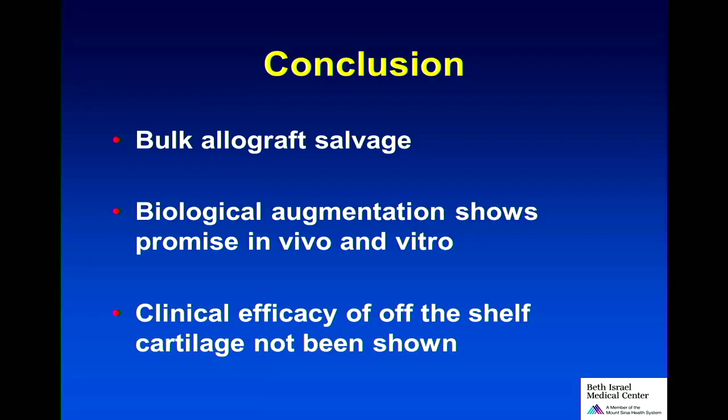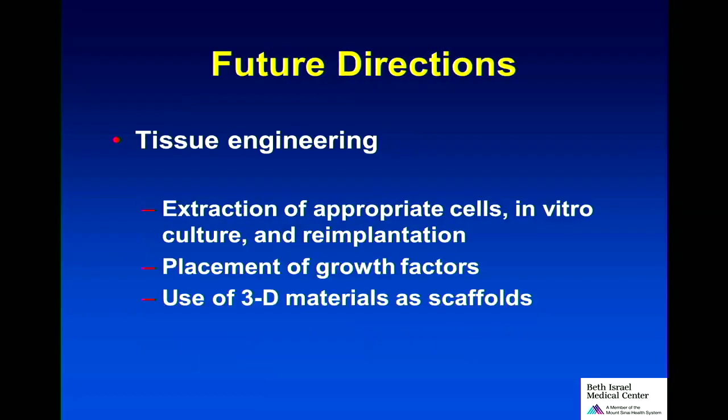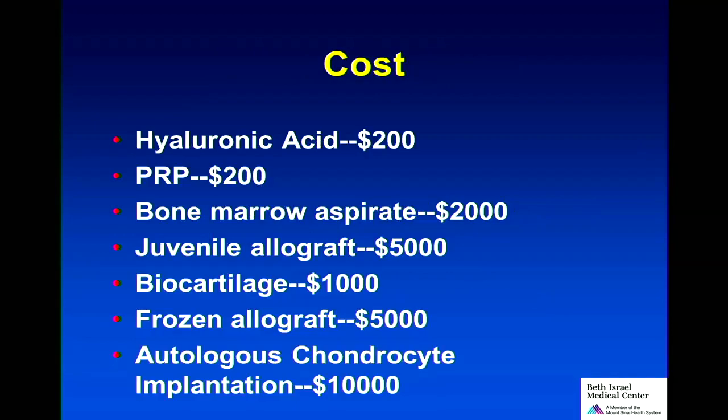The biological augmentation, the PRP and the bone marrow aspirate, has shown some good promise in vivo and in vitro. The clinical efficacy of the off-the-shelf cartilage really hasn't been shown yet. I think the future combines some approach in terms of extracting the appropriate cells, culturing, and then reimplantation, adding some growth factors as well as possibly some sort of three-dimensional scaffold, perhaps individually made for the patient's defect. All of these obviously entail cost and are a factor in terms of our approach these days as well.